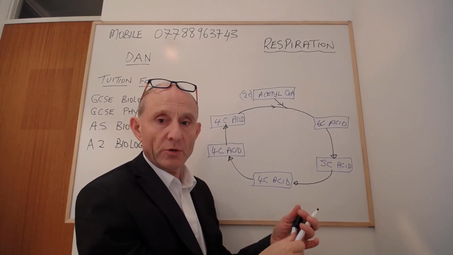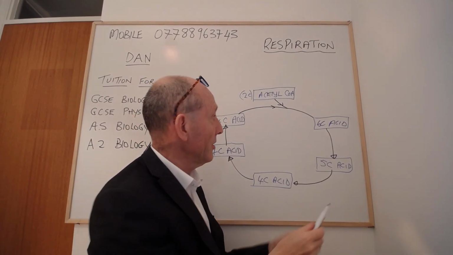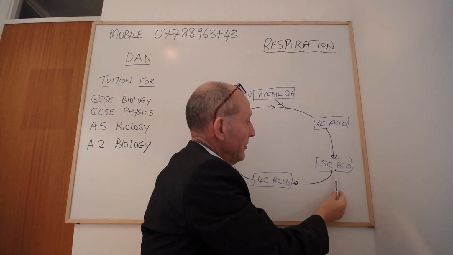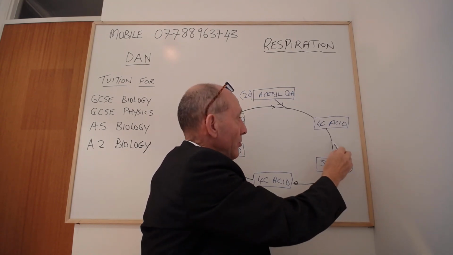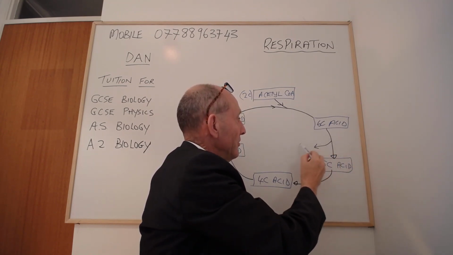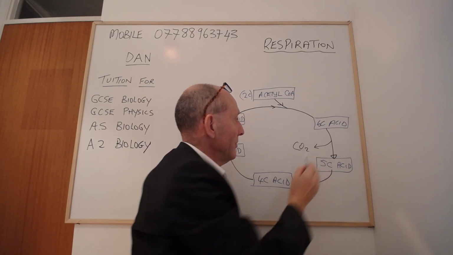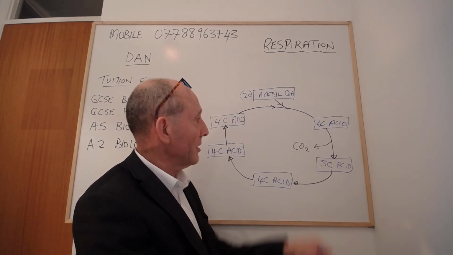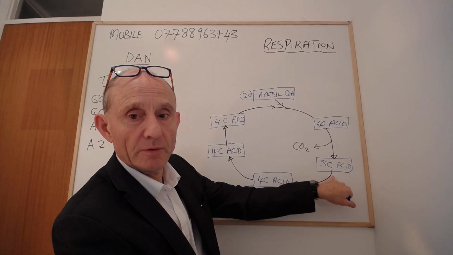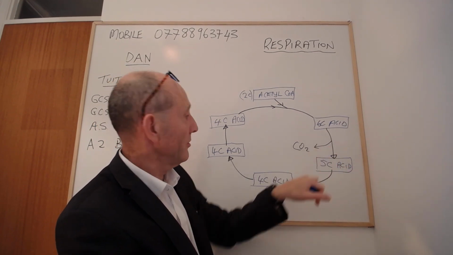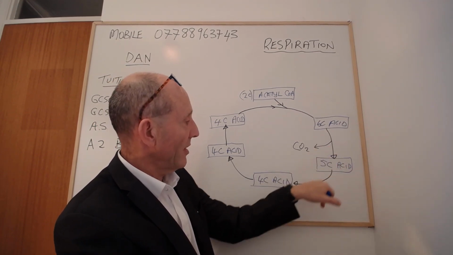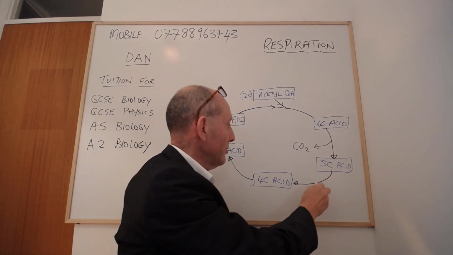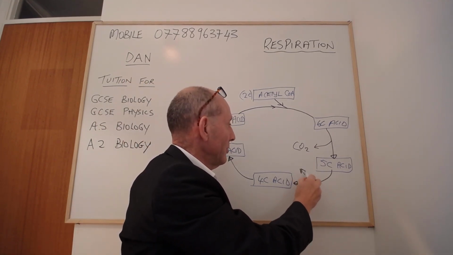Now, notice the number of carbons is very important here. If this is a 6-carbon acid and this is a 5-carbon acid, guess what? You get a CO2 released here. CO2, yes, that makes sense. You're going from 6 carbons to 5 carbons, so there has to be a CO2 released. And look down at this stage, from 5 carbon to 4 carbons. Guess what? Another CO2 released.